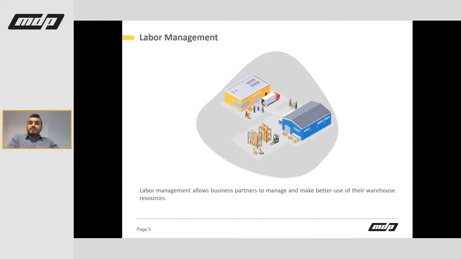First of all, labor management allows business partners to manage and make better use of their warehouse resources. By warehouse resources, we mean the human labor, people who work to help us complete our warehouse operations and any other activity inside the warehouse. One of the biggest cost factors in a warehouse is human labor. Using labor management, we can record, measure, visualize, or document the productivity of employees. Thus, we help warehouse managers determine the number of employees required for the current workload or for any planned workload in the future.